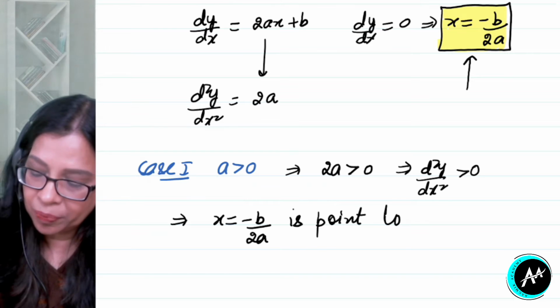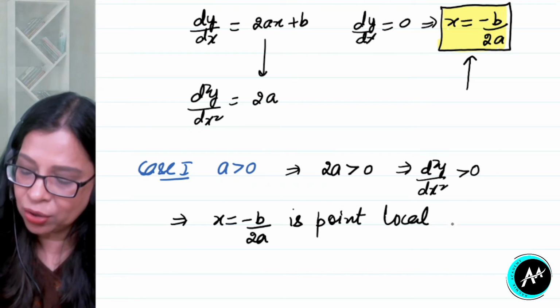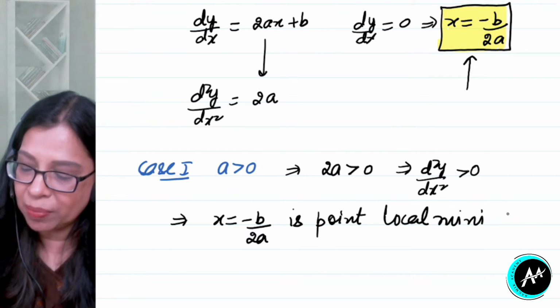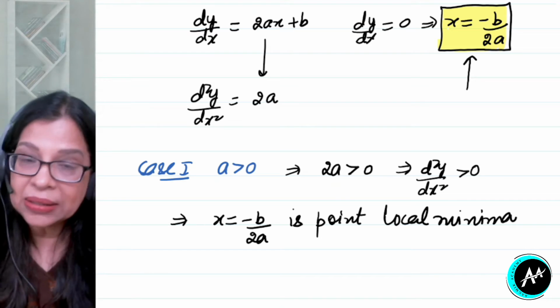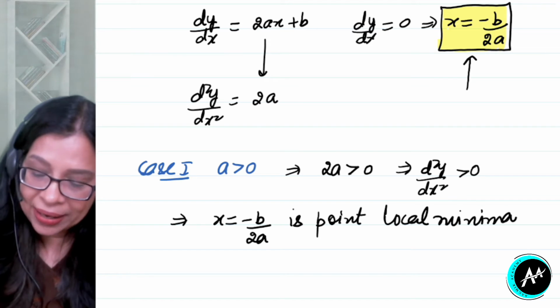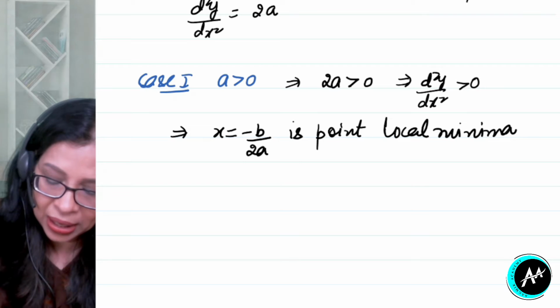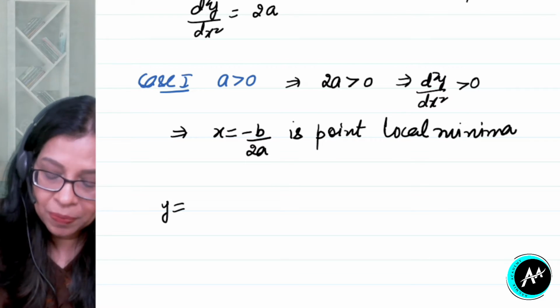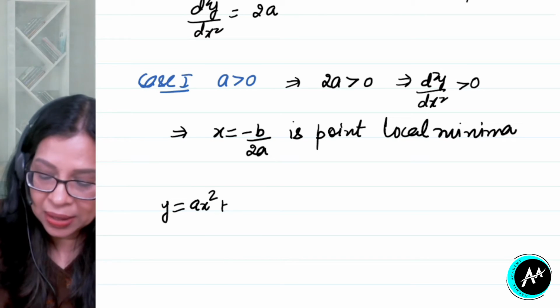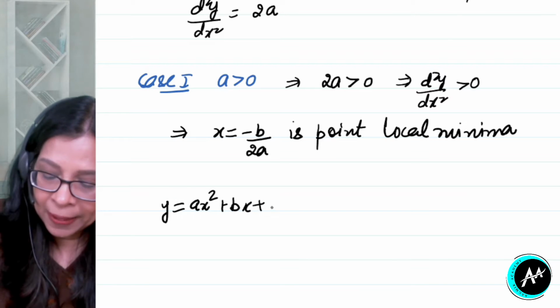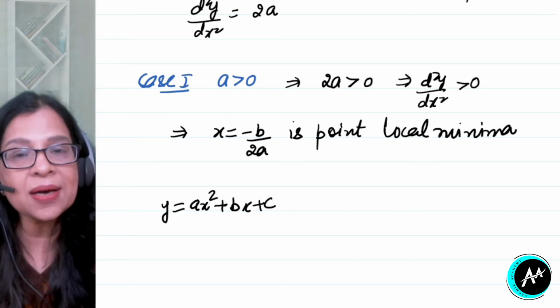Local minima. Is it all right? So this is the point of local minima. Now look at the graphical part. You know that when we write this quadratic expression, y is equal to ax square plus bx plus c, then it represents a parabola.